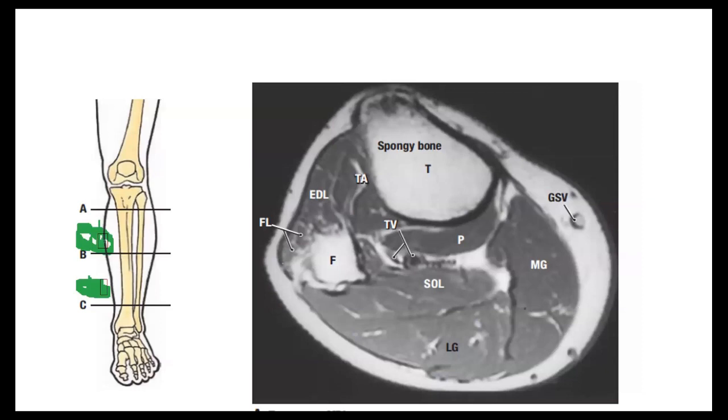Moving on to the cross section at the upper one third of the leg, we can identify the two bones first, the tibia and the fibula. The structures anterior to these two bones, from the tibia to the fibula, include the tibialis anterior, followed by the extensor digitorum longus and peroneus longus, also called the fibularis longus, near the fibula bone. In the posterior compartment, you have the popliteus muscle at the deeper level, followed by soleus at the intermediate level, and the medial and lateral heads of the gastrocnemius at the superficial level.